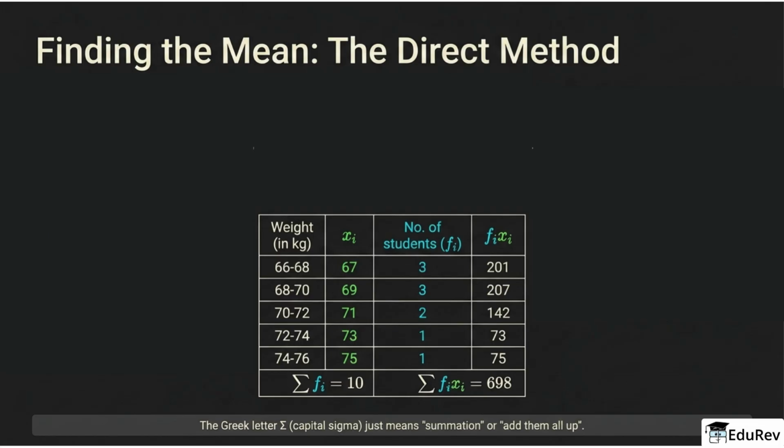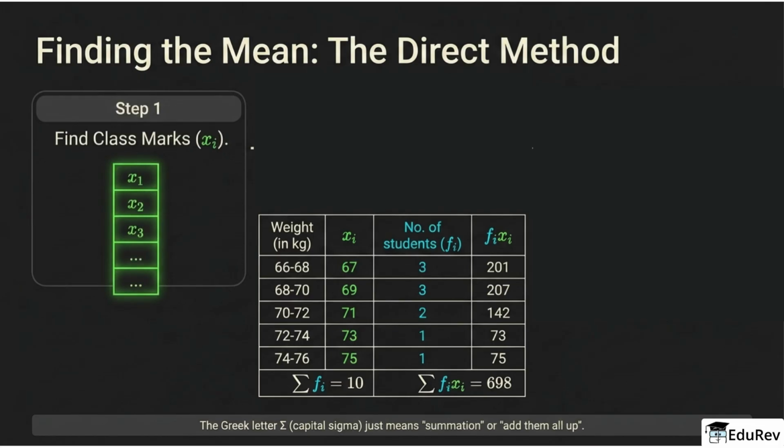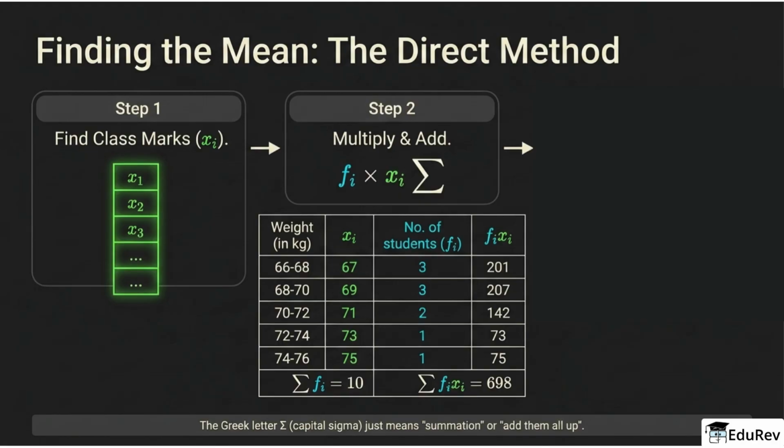Once we have our class marks, we can use our first method for calculating the average of grouped data. This is called the direct method for finding the mean. It involves 3 simple steps. Step 1. Find your class marks or x sub i. Step 2. Multiply the frequency f sub i by the class mark x sub i for each row, and then add them all up to find the sum of f sub i times x sub i.